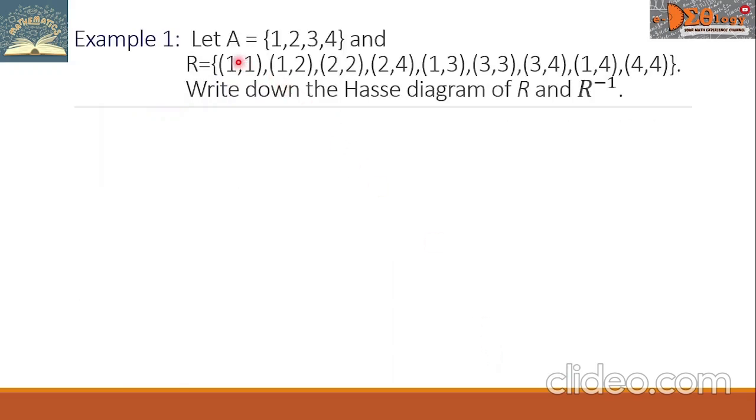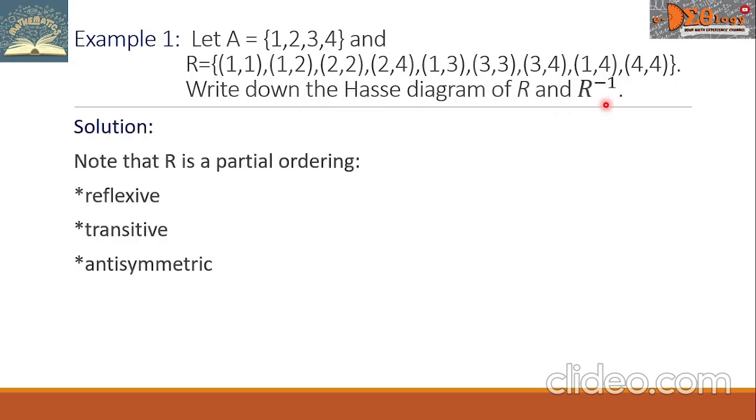Example 1. Let set A have elements 1, 2, 3, 4 and relation R with ordered pairs (1,1), (1,2), (2,2), (2,4), (1,3), (3,3), (3,4), (1,4), (4,4). Write down the Hasse diagram of relation R and R inverse. Note that the given relation here is a partial ordering, which means it is reflexive, transitive, and also antisymmetric.